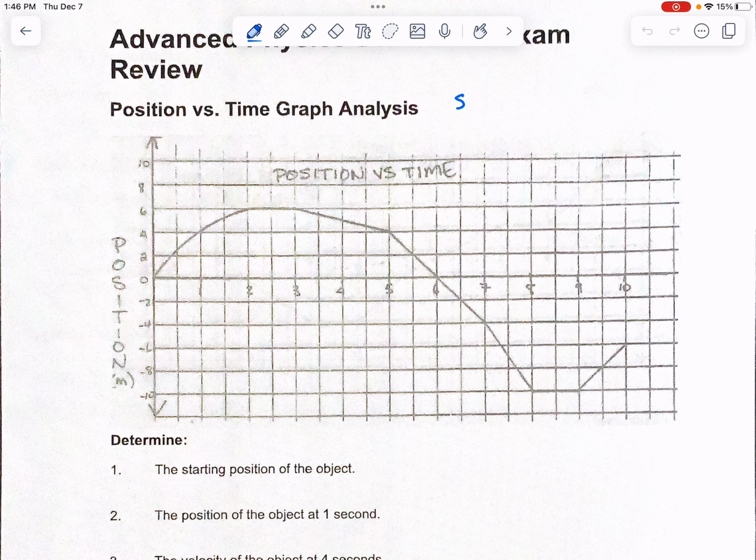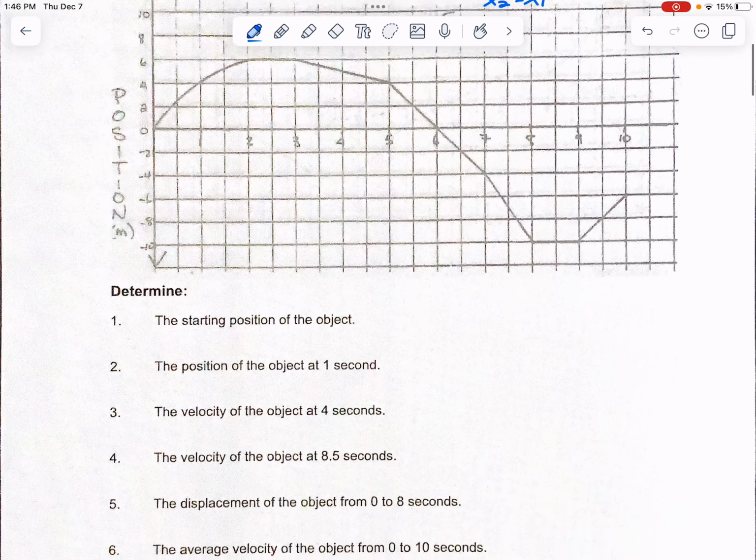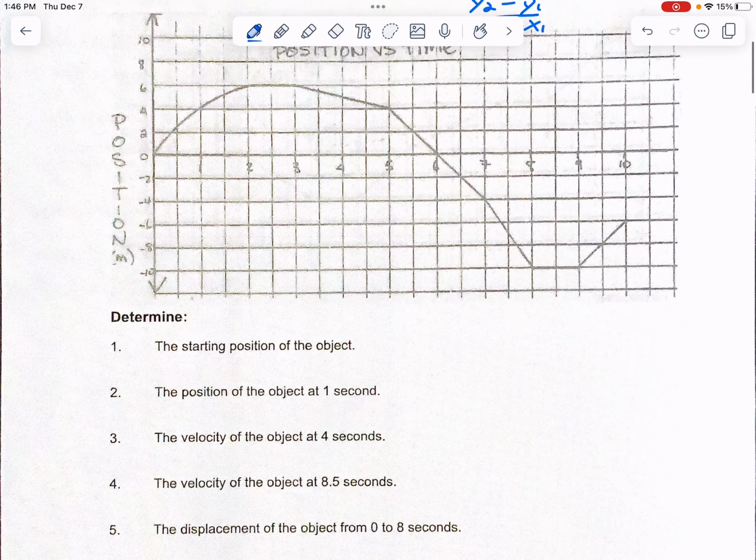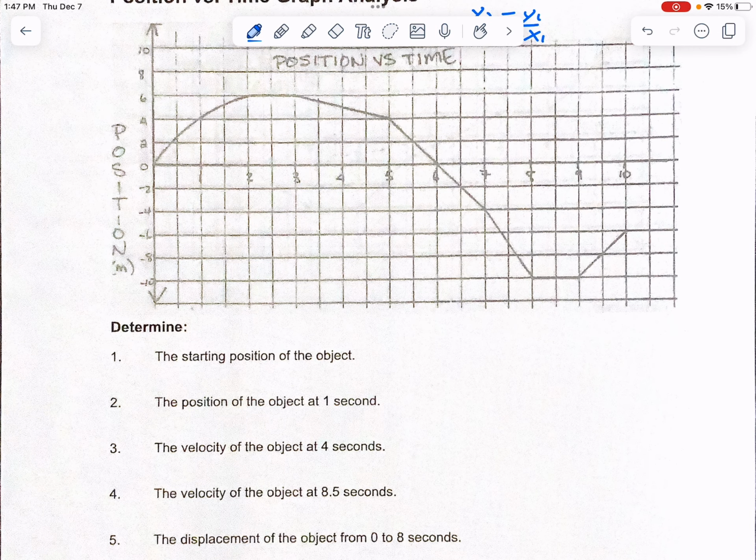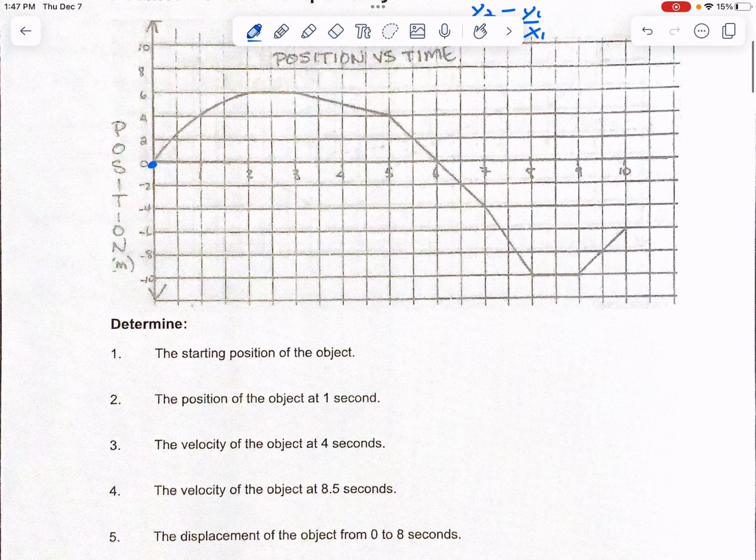Another thing to know is that slope on a position versus time graph equals velocity. So if I ask you for anything on velocity, all you've got to do is find the slope. If you want to find that, remember it's y2 minus y1 over x2 minus x1. Number one says the starting position of the object. That's just where did you start on the y-axis. You started right here at 0 meters. So that is your answer there.